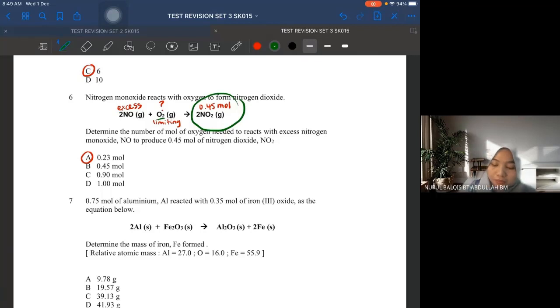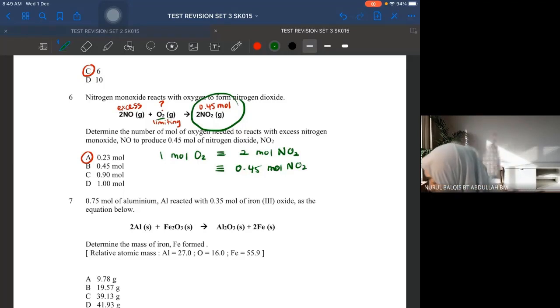Stoichiometry. Yes, 1 mole O2 produces 2 mole NO2. 0.45 mole NO2 require O2 awak dapat apa sih? 0.225 mole O2. Hence the answer, the nearest answer is 0.23.